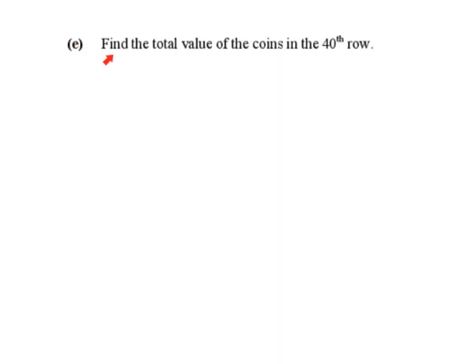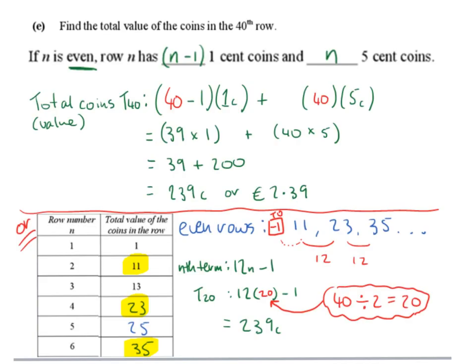Part E. Find the total value of the coins in the 40th row. So again, the 40th row is even. So we're going to use this statement here to help us. So if n is even, then row n has n minus 1 1-cent coins and n 5-cent coins.